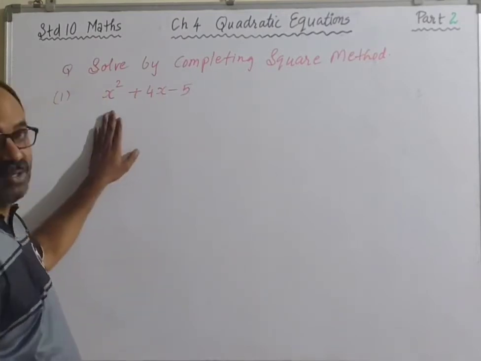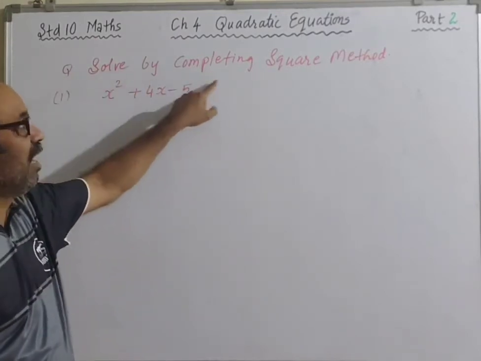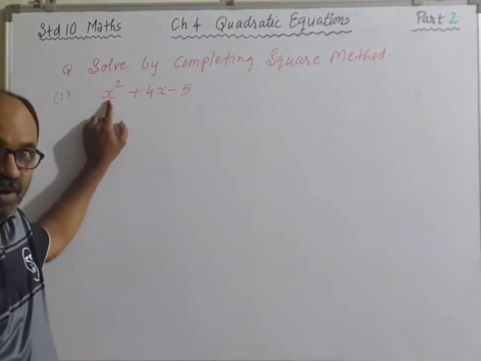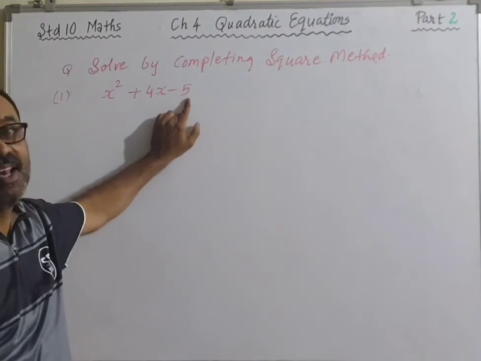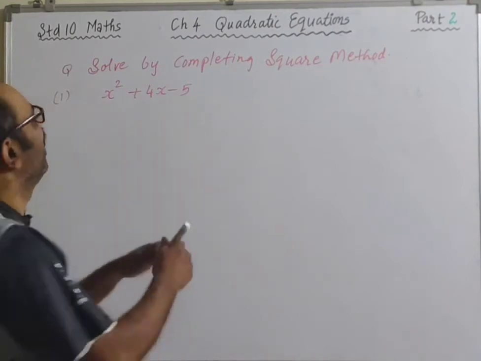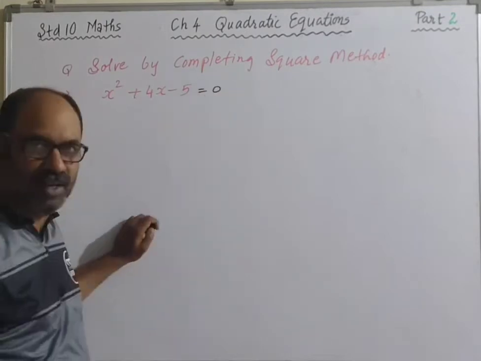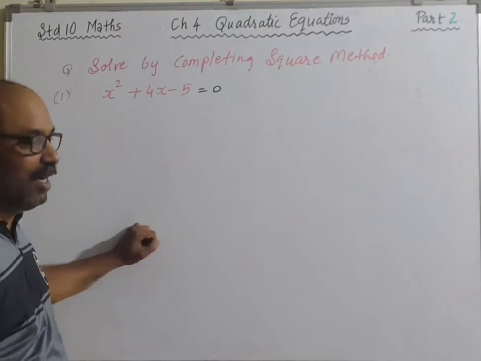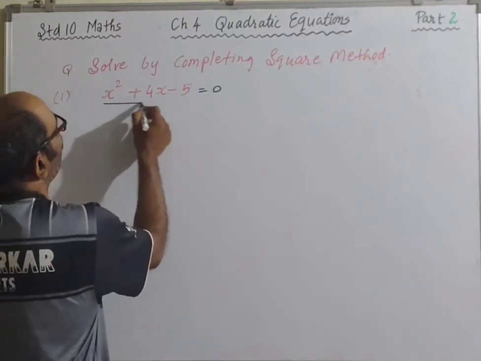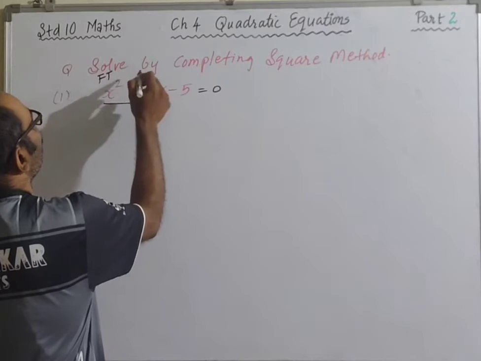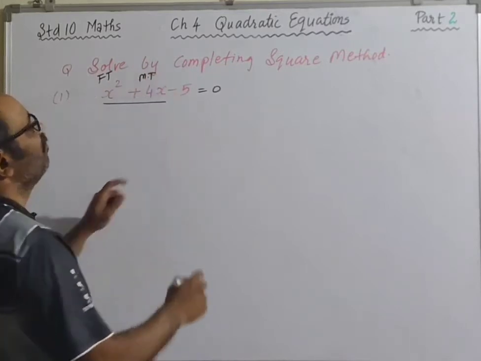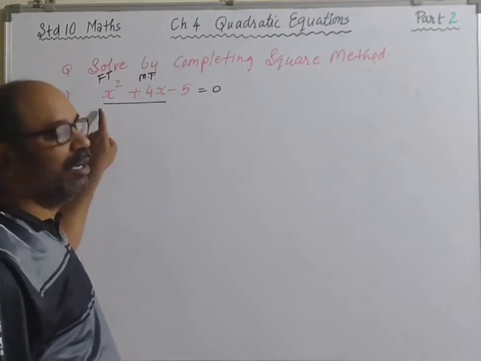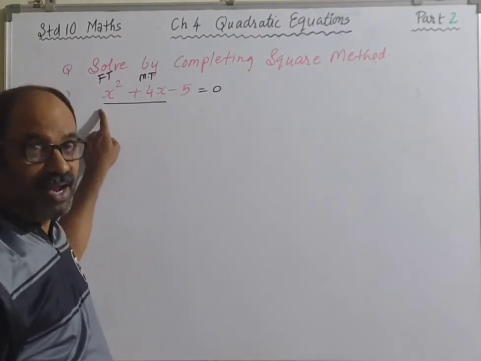All right children, here is the first one. Solve by completing square method. The first term is a perfect square, but you can see the last term is not a perfect square. Yes, of course, we need it equal to 0, because this is an equation. Okay. So what to do? Children, consider the first 2 terms. Imagine this is your first term, this is the middle term, and if you take the last term 5, it will not make a perfect square trinomial.